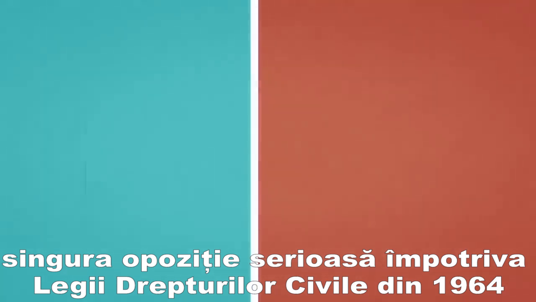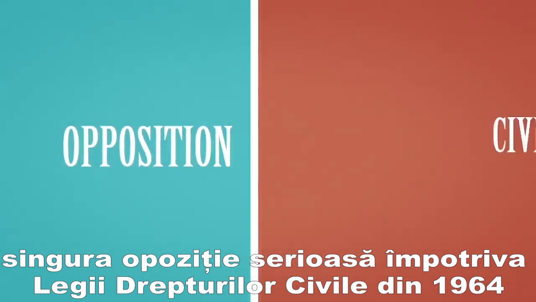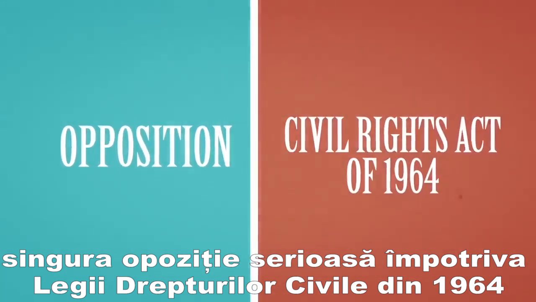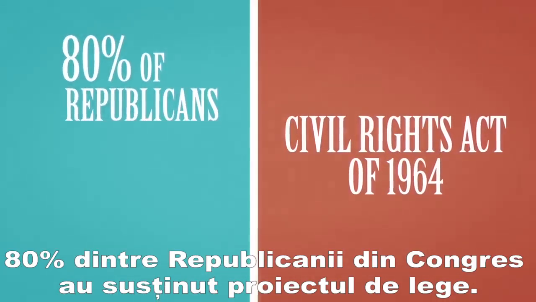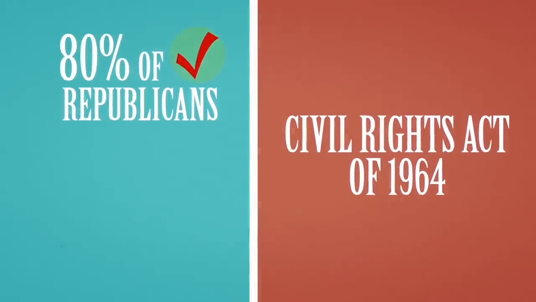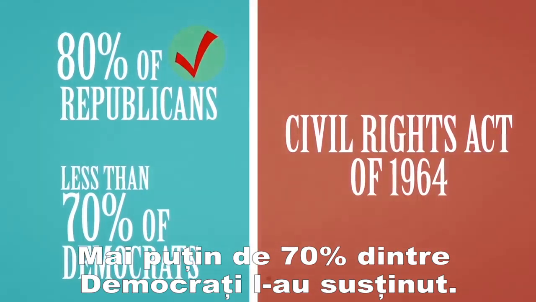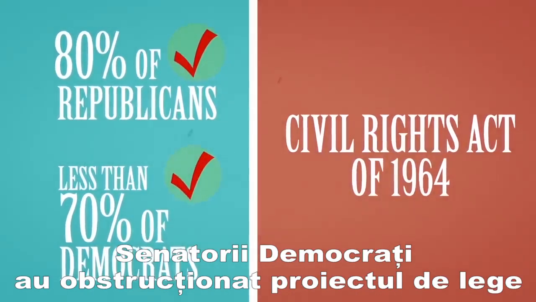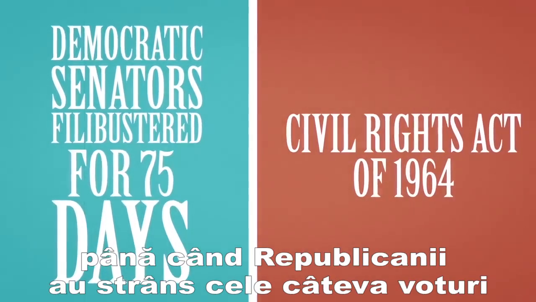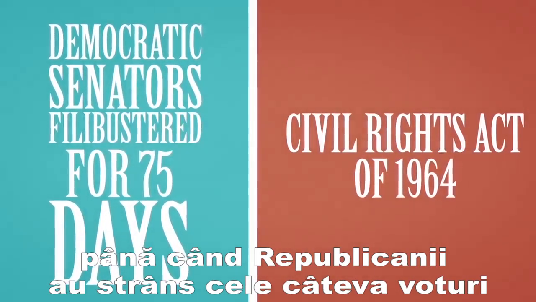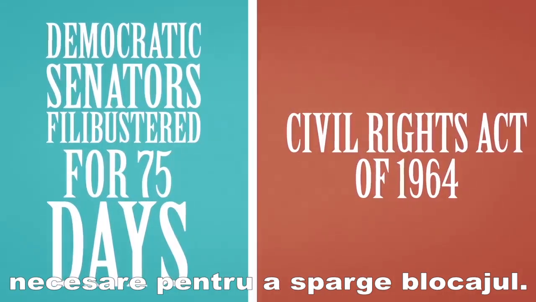A few decades later, the only serious congressional opposition to the landmark Civil Rights Act of 1964 came from Democrats. 80% of Republicans in Congress supported the bill, less than 70% of Democrats did. Democratic senators filibustered the bill for 75 days until Republicans mustered the few extra votes needed to break the logjam.